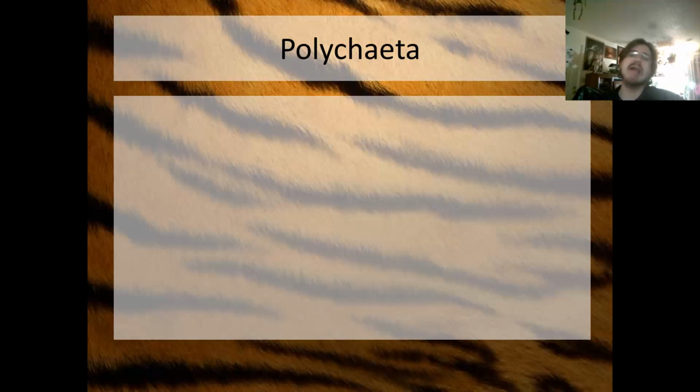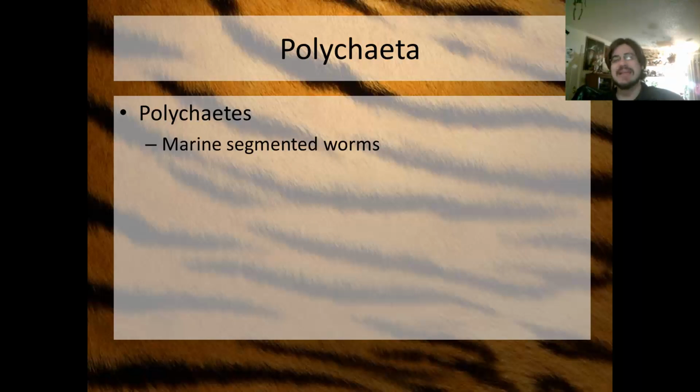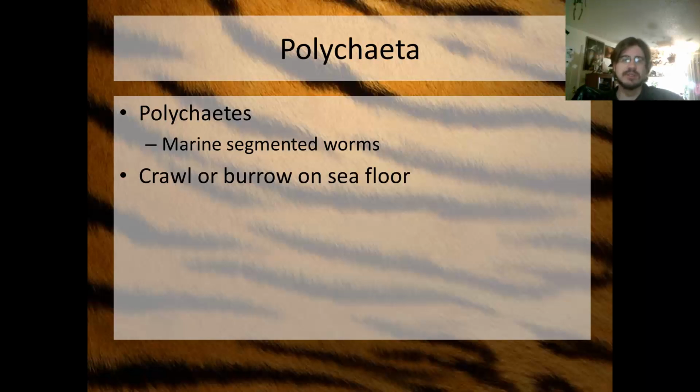So this is the class name you need to know. And amazingly enough, class Polychaeta contains the polychaetes. Polychaetes are marine segmented worms. So these are the segmented worms that live in the oceans, the saltwater oceans. And they crawl along the seafloor or they burrow in the sandy bed of the seafloor. They tend to have hard bristles.